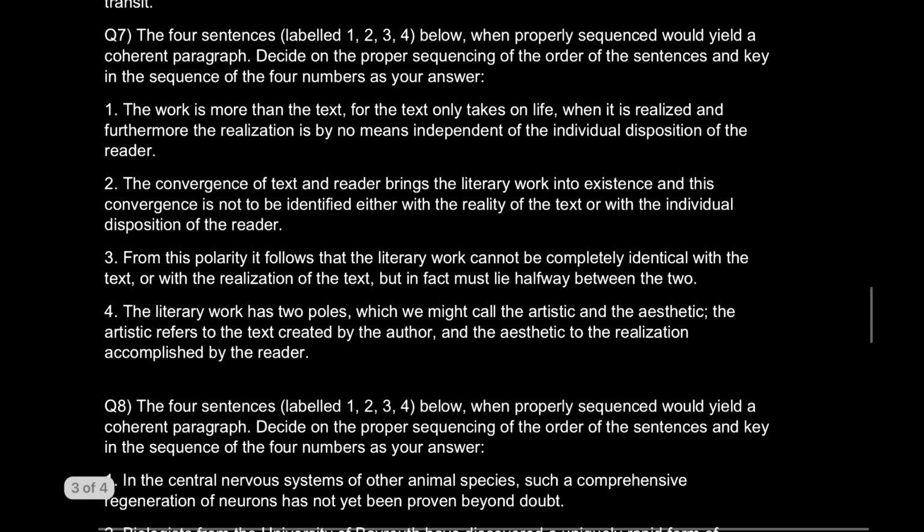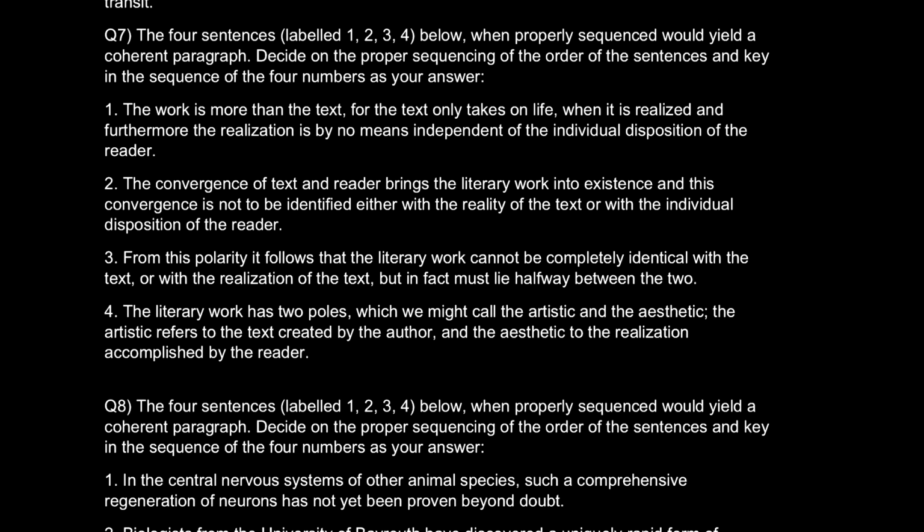Now let's move to the second last question for the day. Here we are left with four statements from which we have to find our opening sentence. The work is more than the text, or the text only takes on life when it is realized, and furthermore, the realization is by no means independent of the individual disposition of the reader. Quite a descriptive sentence. Then the second is the convergence of text and reader brings the literary work into existence. Again, a description. From this polarity, it follows that, so definitely we're talking about some polarity. Number four, the literary work has two poles.